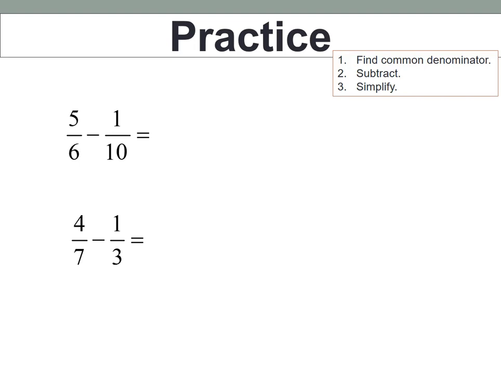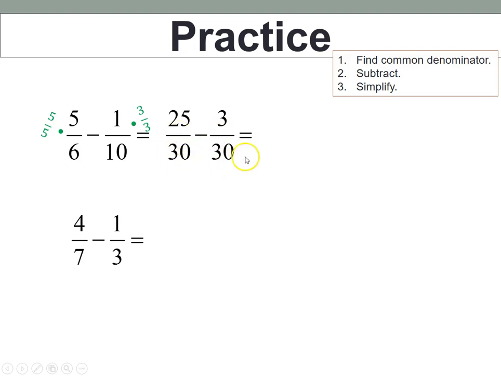So let's practice over here. We've got 5/6 minus 1/10. We need to find a common denominator. I know my least common multiple here is going to be 30. But if you're not sure, you could have used 60. It wouldn't be the least common multiple, but you can multiply these two together. To get to 30, I'm going to need to multiply the left side by 5 over 5 and the right side by 3 over 3. I do that multiplication to find my equivalent fractions, and I have 25 over 30 minus 3 over 30.